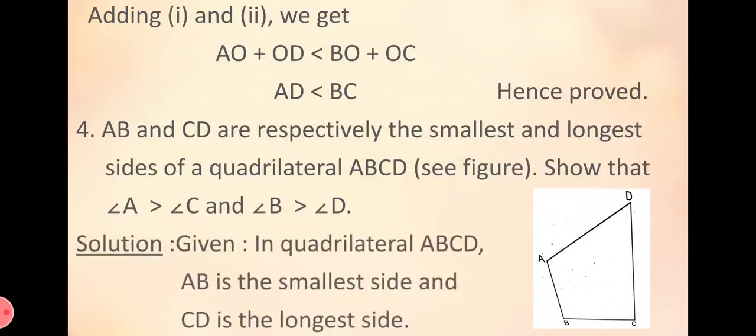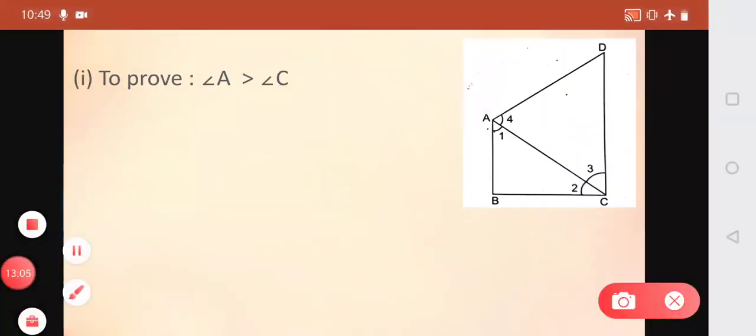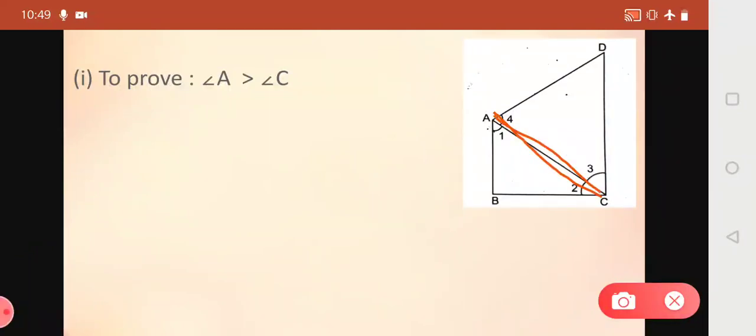So for the solution, first we write the given. In quadrilateral ABCD, AB is the smallest side and CD is the longest side. We have to prove two different proofs, so we take them as number 1 and 2. So number 1, to prove angle A greater than angle C. Here we do a construction in the figure, that is we are joining AC. You can see in the figure that we have joined AC here. Here A and C are joined, and we have given different numbers to the angles.